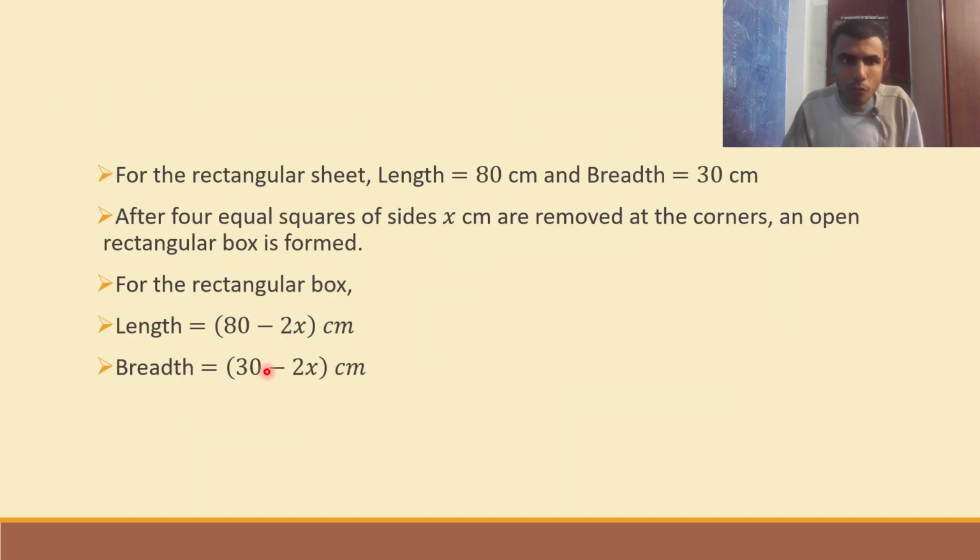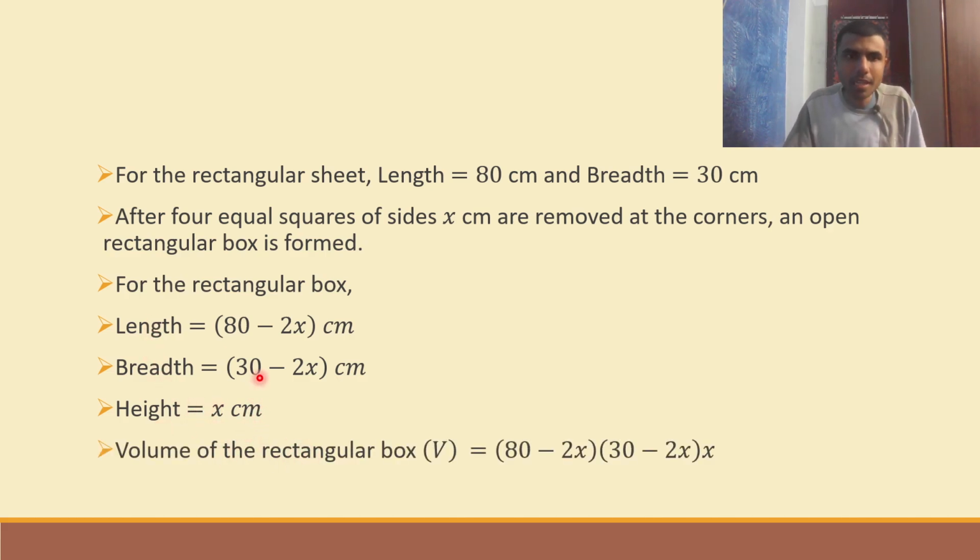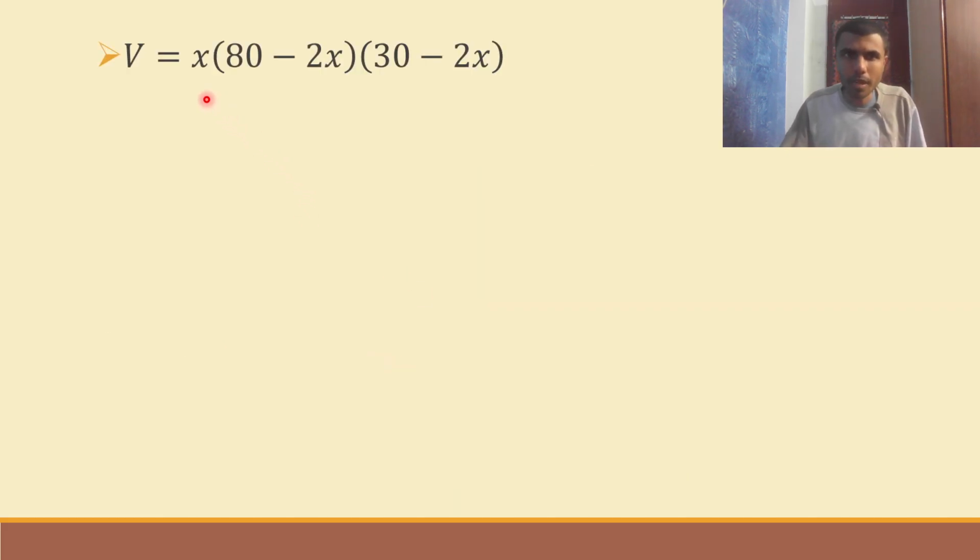Now, the volume of the cuboid, or the box, is L times B times H: 80 minus 2x into 30 minus 2x into x. Remember this: length is 80 minus 2x, breadth is 30 minus 2x, and height is x. We will need these values later. I just wrote x in the beginning: x into 80 minus 2x into 30 minus 2x. Now what to do? The volume should be greatest.